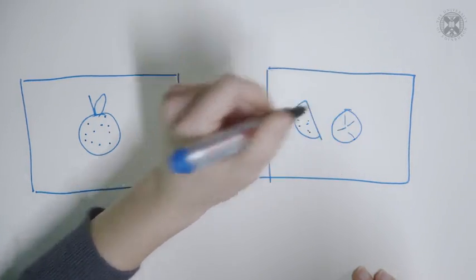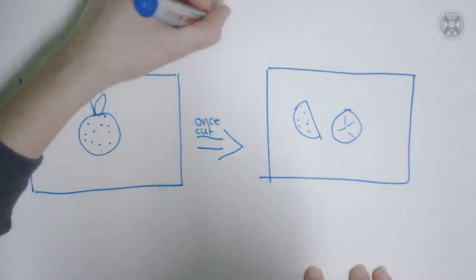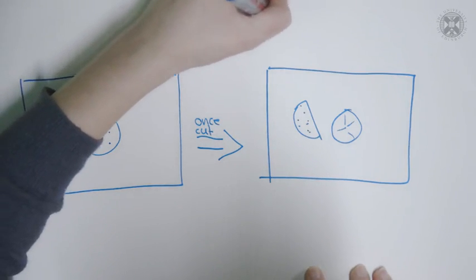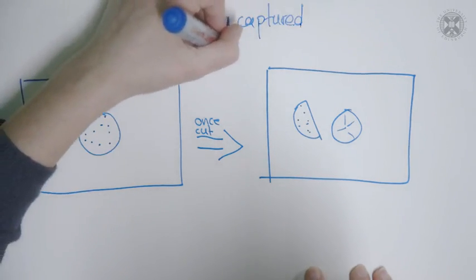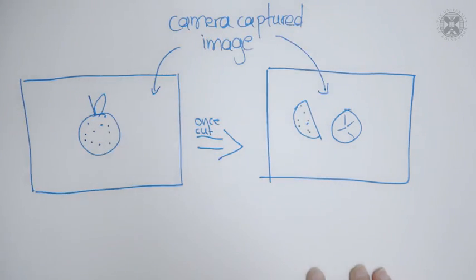The user is expected to cut the fruit by moving his or her hand in front of the camera, so these movements should be visible during the game. This means that the image captured by the camera should be shown as a stage background. So here's a sketch of the game user interface.